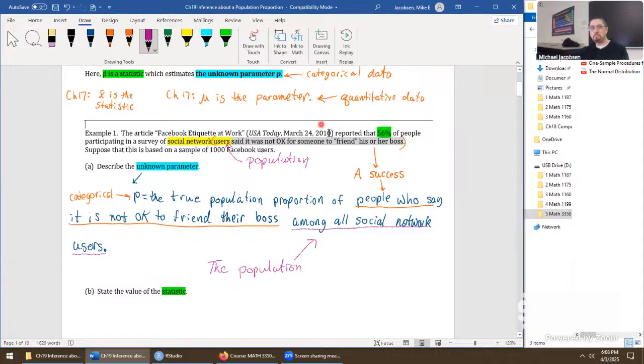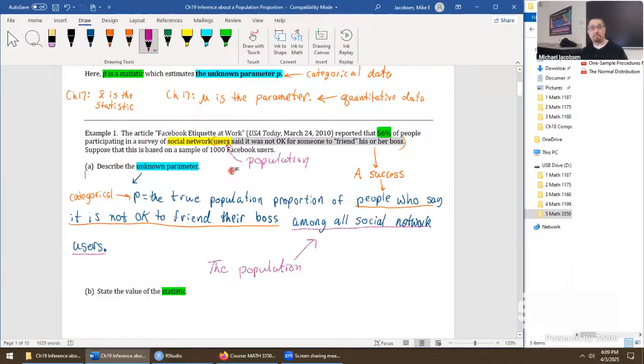When you think about it, it's not as bad as it seems. We just have to know what's expected, what parts need to be there. When we looked at 56%, that's the statistic. And it said 56% of people participating in a survey of social network users, that's what we said here, among all social network users, said it was not okay for someone to friend his or her boss. We said that here. All we're really doing is taking this line and just recalibrating it so it's talking about everybody, the entire population, not just the people participating in the survey.